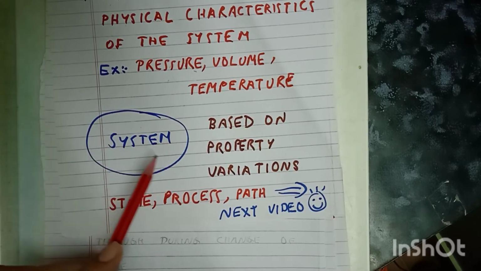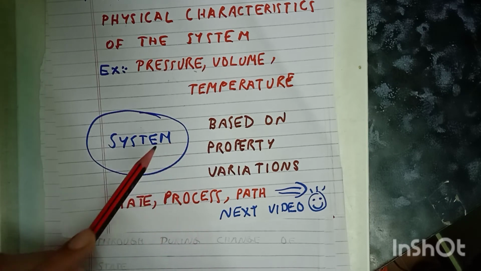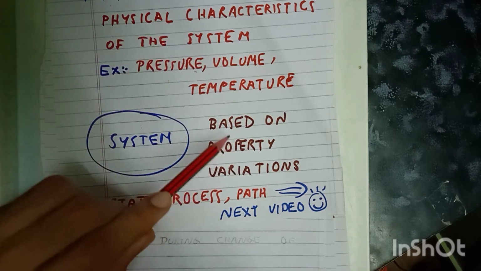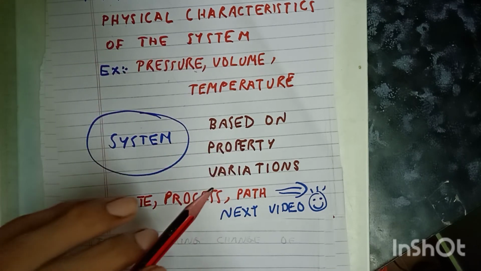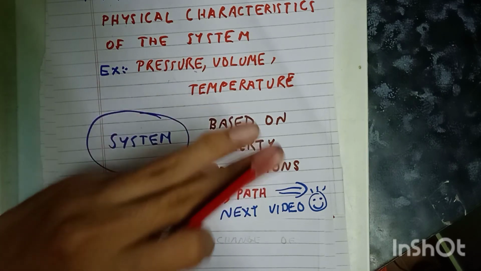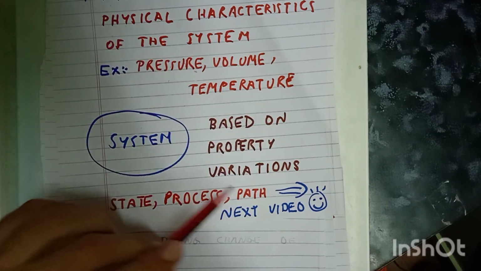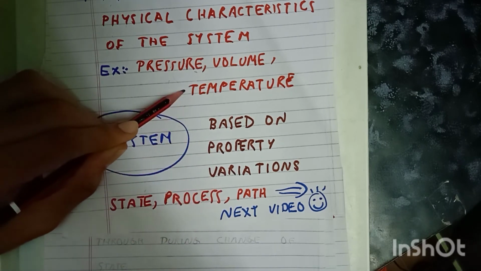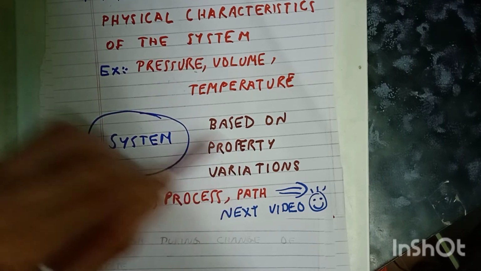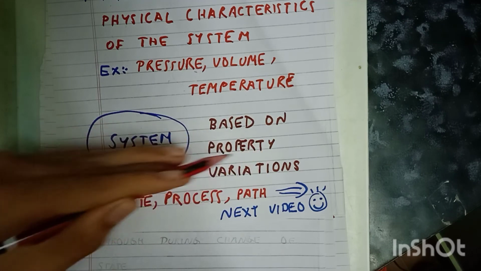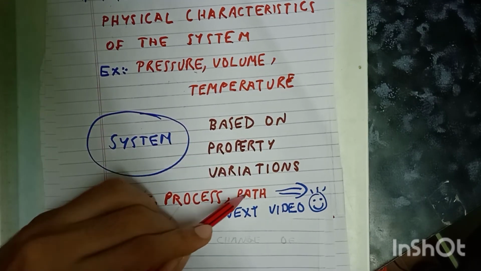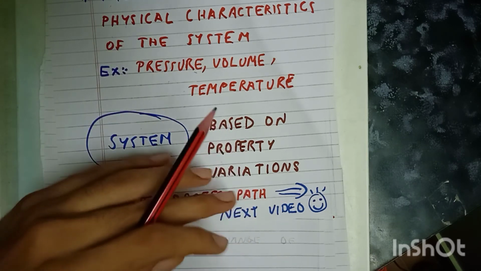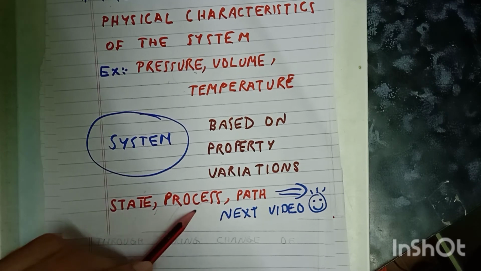In the system, you can see that based on property variations, it comes under the same thing. Based on the properties, some systems may have definite values of temperature, pressure, volume, and for that we give terms such as state. And when one state changes to another state, one more term is used. Like that, many terms are defined based on property variations, such as state, process, path. All this you will be seeing in the next video, where you can see the definition of state, process, path, and many other terms.